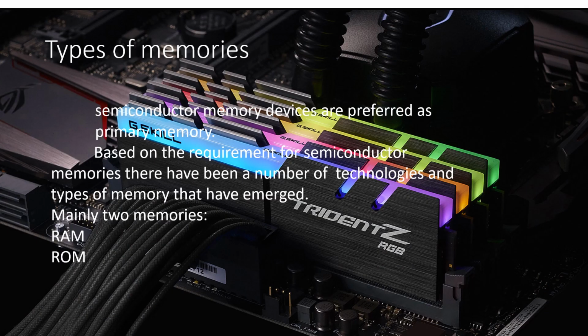A semiconductor memory stores the code and information permanently. It is directly accessed by the microprocessor. It is compatible with the operating time of the microprocessors. Types of memories. Semiconductor memory devices are used as primary memory. There are a number of technologies and types of memories that have emerged. Mainly there are two memories, RAM and ROM.